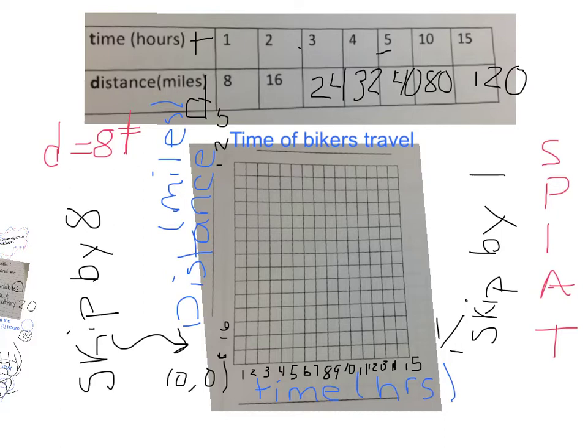Then I labeled my x-axis, which was time, for hours, and I labeled my y-axis distance, which is miles, and then I also gave my graph a title, the time of bikers travel. And the last thing I need to do here is plot our points. All right, the first point we need to plot is time and distance. Since time is our x-axis and distance is our y-axis, I'm going to plot 1, 8. So I'm going to go to 1, and then I'm going to go to 8 on my y-axis, and there's our first point.